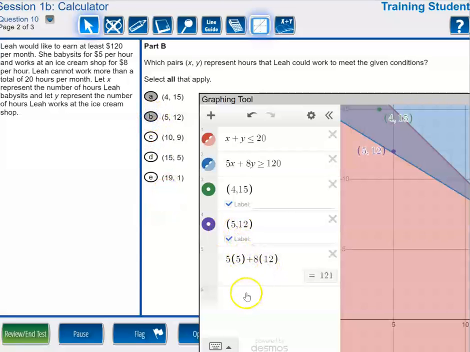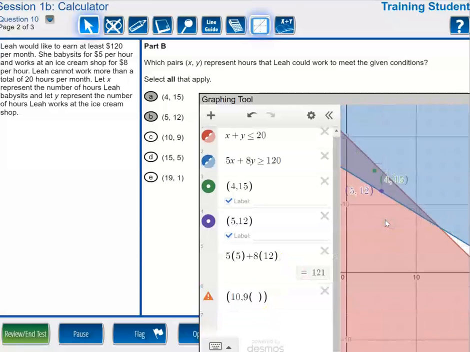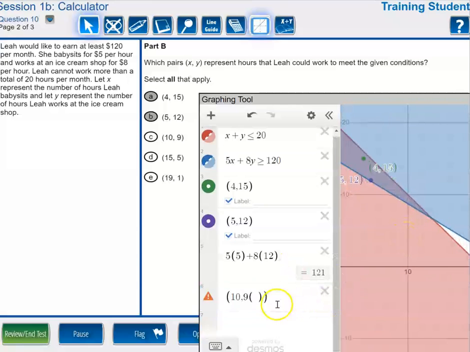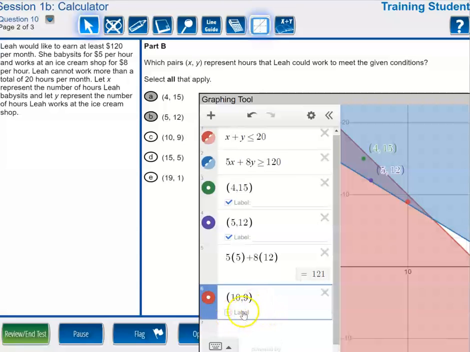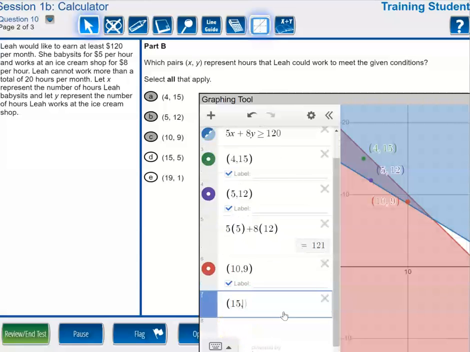All right, let's do another one. Let's do (10, 9). I can't even see that one, so let's see, where is (10, 9)? Well, it would help if I didn't typo it. All right, (10, 9) is also in the shaded region. And then (15, 5). I'm not really taking anything out because I usually like to keep everything in here so I can review it at the end. So (15, 5), unfortunately, is not associated with the blue part of the graph at all. So that would not be an option.